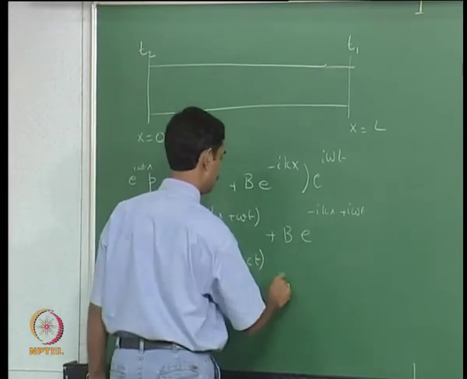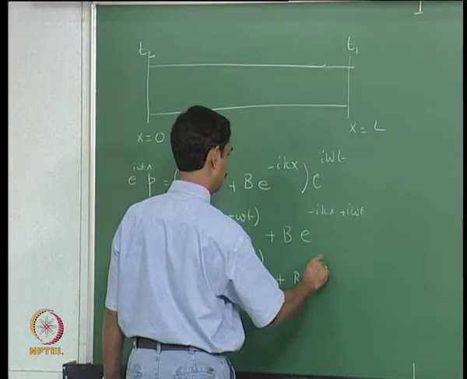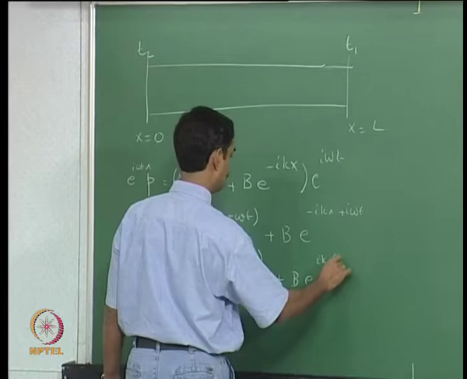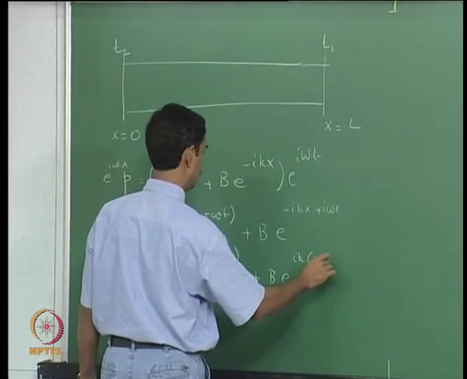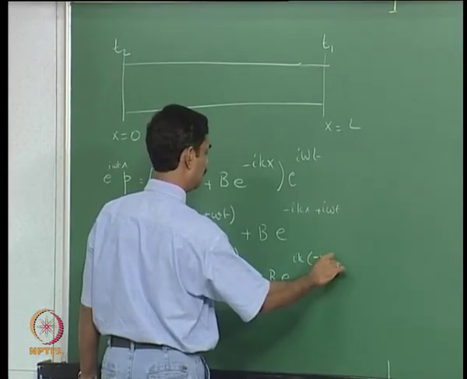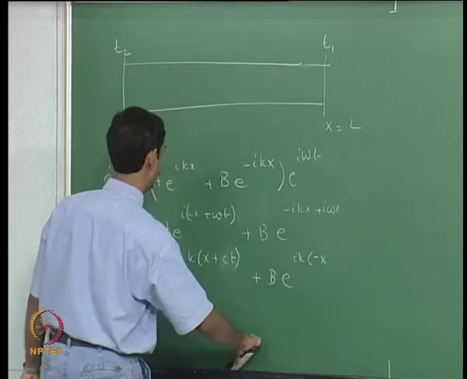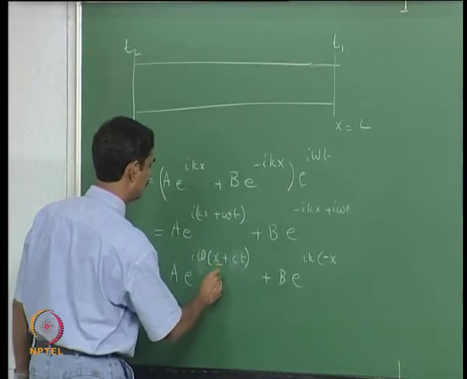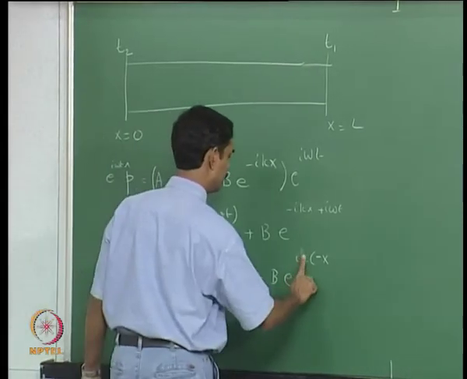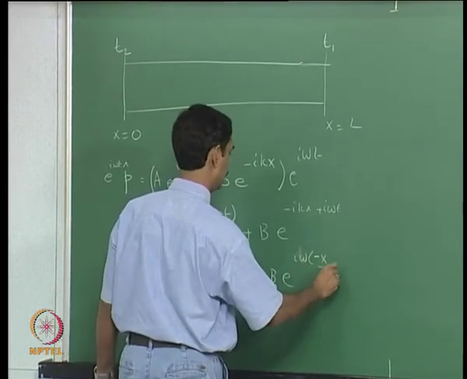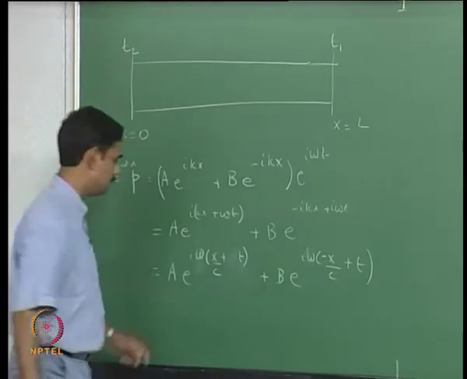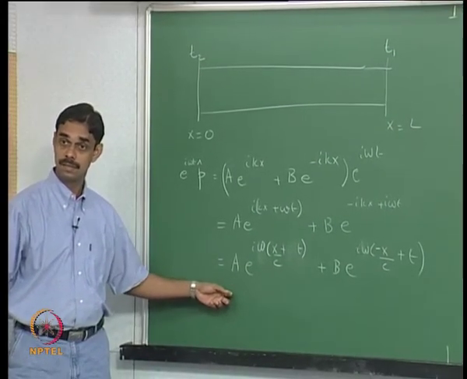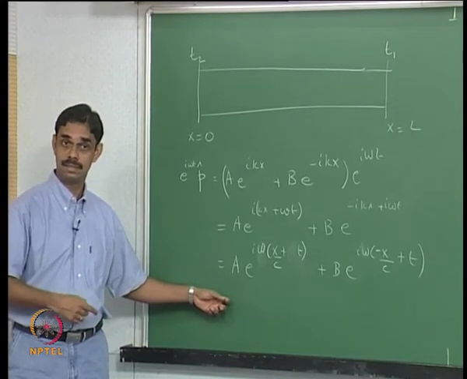Right? Plus b e power, I will take ik out, minus x, and let me take omega out. So this will be x over c, plus t, if I write omega in. Is this okay so far? Did I make a mistake? Did you get this same?